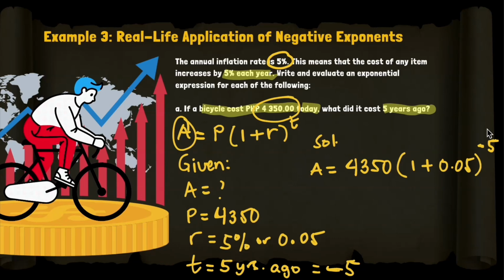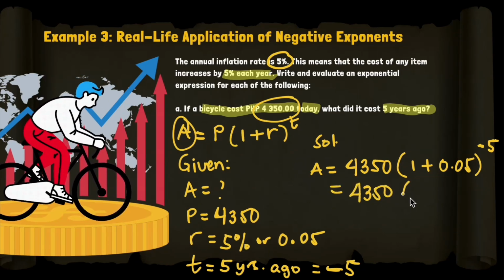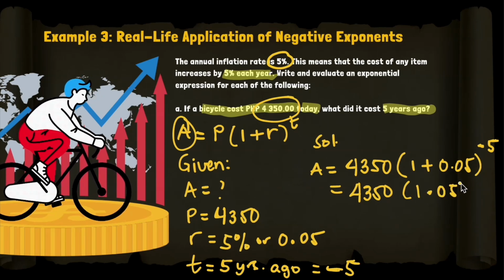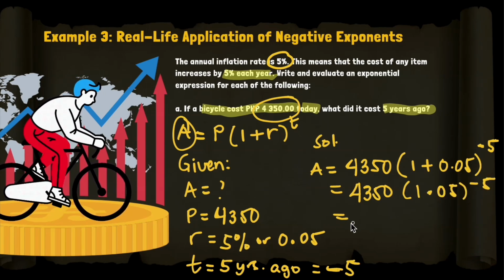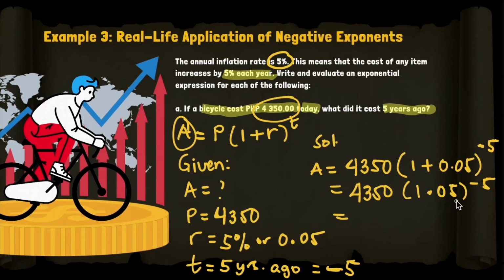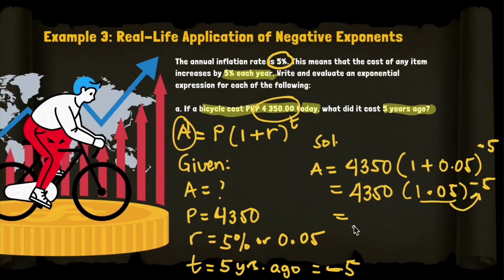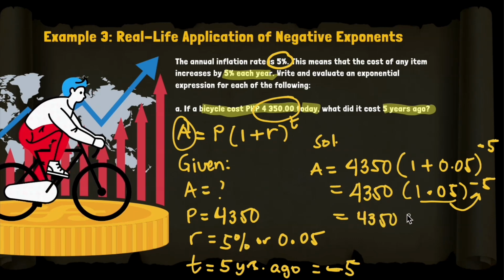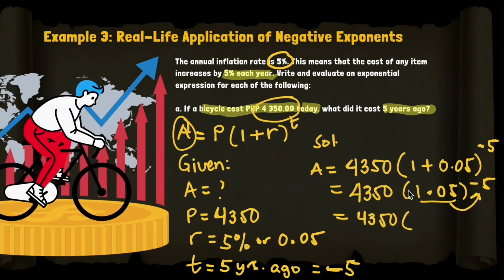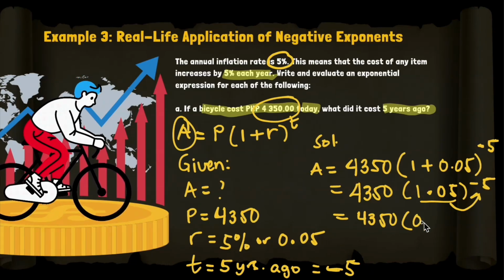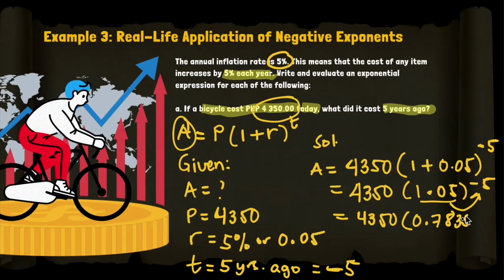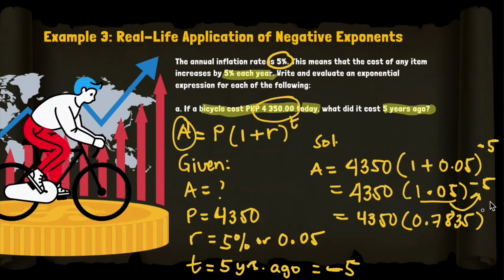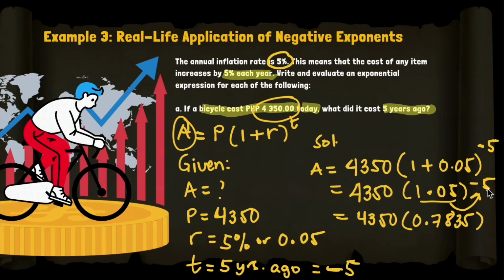For us to find that, we will first simplify the things inside the parentheses. 1 plus 0.05 is 1.05 raised to negative 5. From the rules of PEMDAS, you need to simplify this 1.05 to the negative 5 first. Or if you have a calculator, you can go straight to it. But for the sake of presentation, 1.05 raised to negative 5 is going to be 0.7835. But when you get the solution there, for example, 1.05 raised to negative 5, allow me to share my calculator so you can see it too.